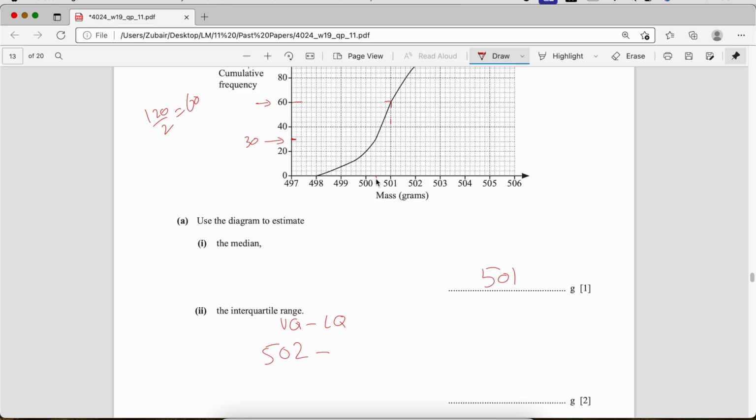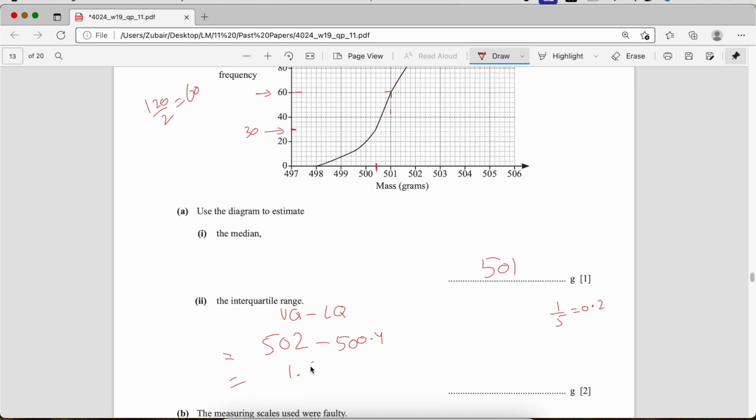I'm getting this value. I need to check. This is 497 and 498. This is 1 unit and 5 boxes. So 1 by 5 is 0.2. So 2 of those boxes will make it 0.4. That's 500.4. So the interquartile range is 1.6.